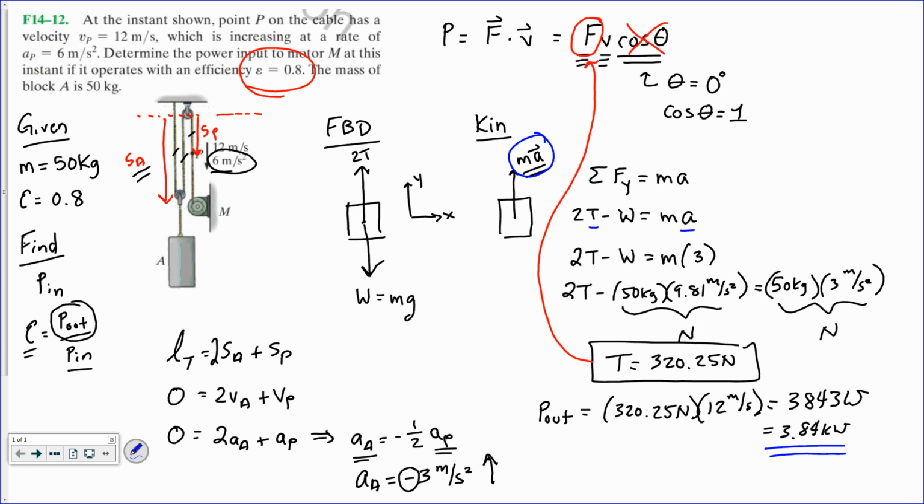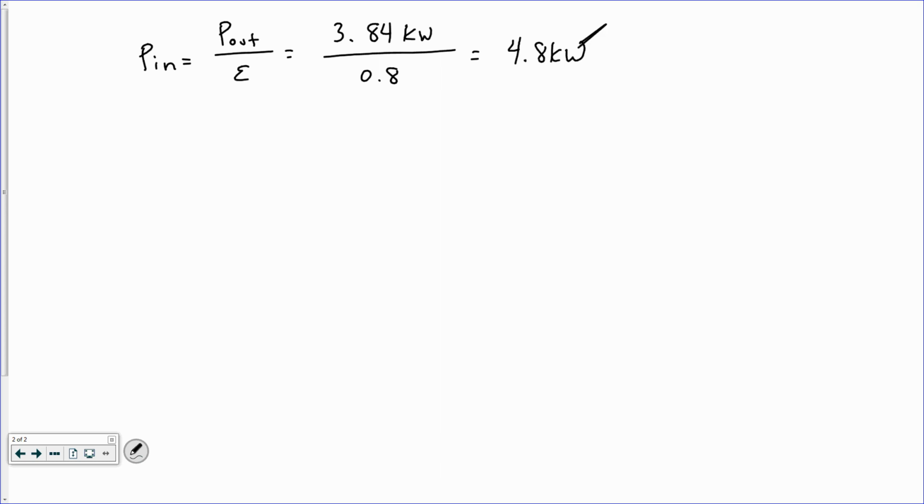So how do I do that? I have to go back to my efficiency equation. I've just solved for power out, and I know what the efficiency is. I just simply need to solve for power in. So rearranging that equation, power in is equal to power out divided by the efficiency. Power out was 3.84 kilowatts. The efficiency of my system is 80%, or 0.8. So power in is 4.8 kilowatts. I need to put in 4.8 kilowatts.